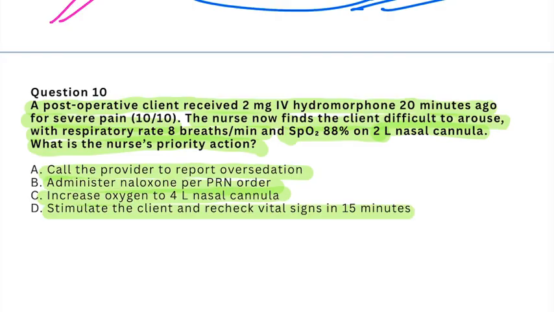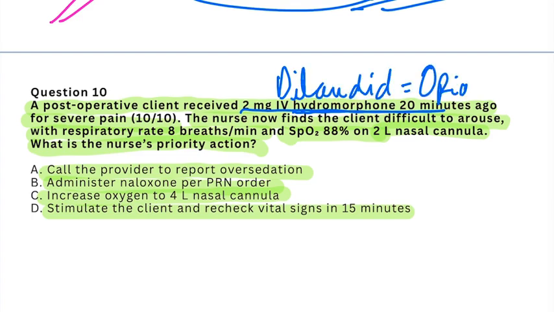Yay! So let's look at the choices as usual. So the patient, you may have figured this out already, took Dilaudid. So this is actually Dilaudid, right? And Dilaudid is an opioid. Now, 2 milligrams is really big though. But the patient was complaining of 10 out of 10. And so the scenario is telling us that after that, the patient becomes difficult to arouse. So that's telling us that we're having some opioid issue, that too much has been given.